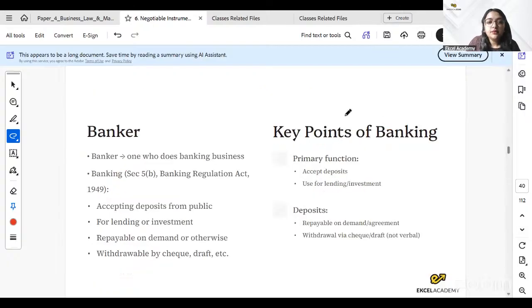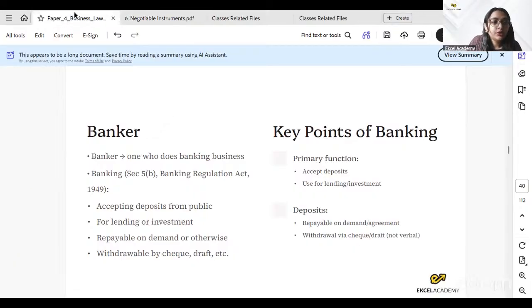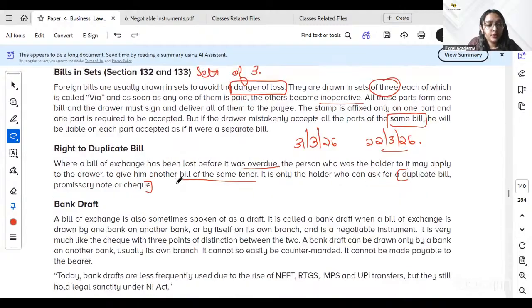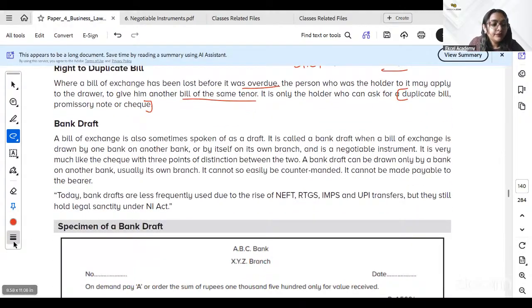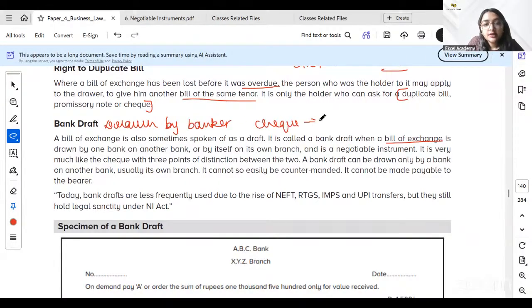All right. Next, now we have come across the concept of your banker time and again, right? So who exactly is your banker? Before we understand this, let's go back to the module and complete the concept of your check. So we understood the bank draft to begin with. It is a bill of exchange, drawn by whom? Bank draft is drawn by your banker. Your check is drawn upon a banker.